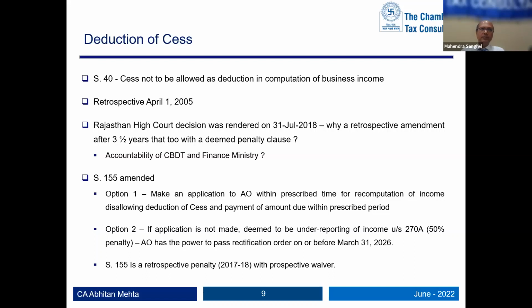So we'll come to that. Your question is whether proceedings are pending before an appellate authority, what would happen? If it is an additional ground for that matter, you can withdraw the additional ground. But for example, if you have already won in CIT appeal and the department is in ITAT, the ITAT in all probability will rule in favor of the tax department because of the retrospective amendment.